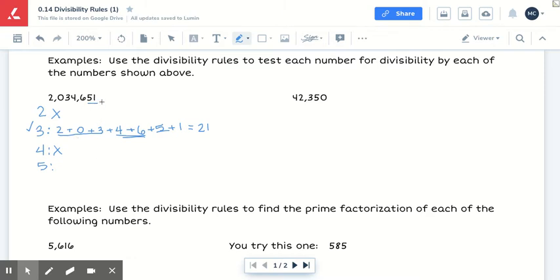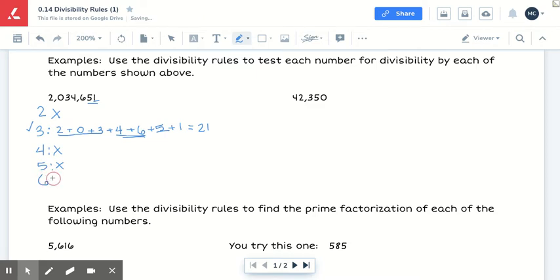But if you're using that rule, 51 is not divisible by 4. So anyway, number 5. To see if it's divisible by 5, again, we're just looking at the last digit. The last digit has to be a 0 or a 5, and it's not. So it's not divisible by 5.